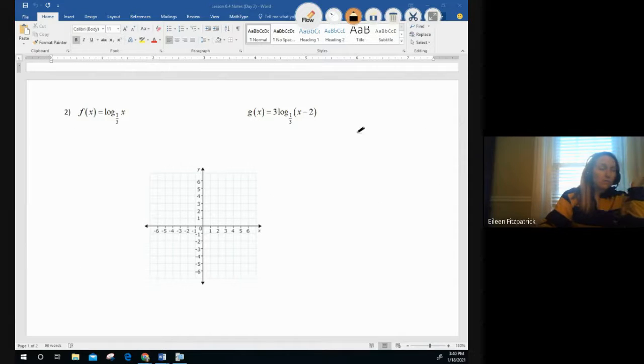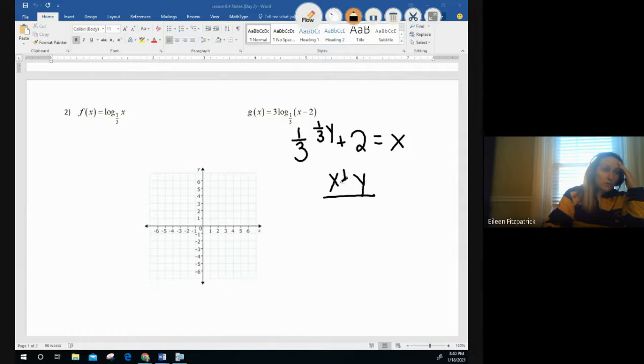Oh, I didn't mean to erase it all. Sorry. Let's do that again. 1/3 raised to the 1/3 y plus 2 equals x. So pick numbers for y. I again would pick 0 and -3.